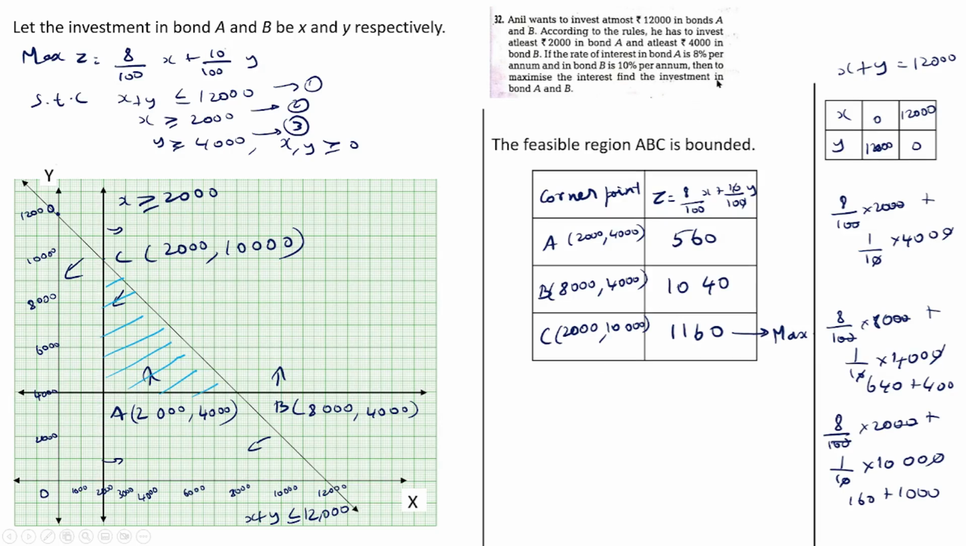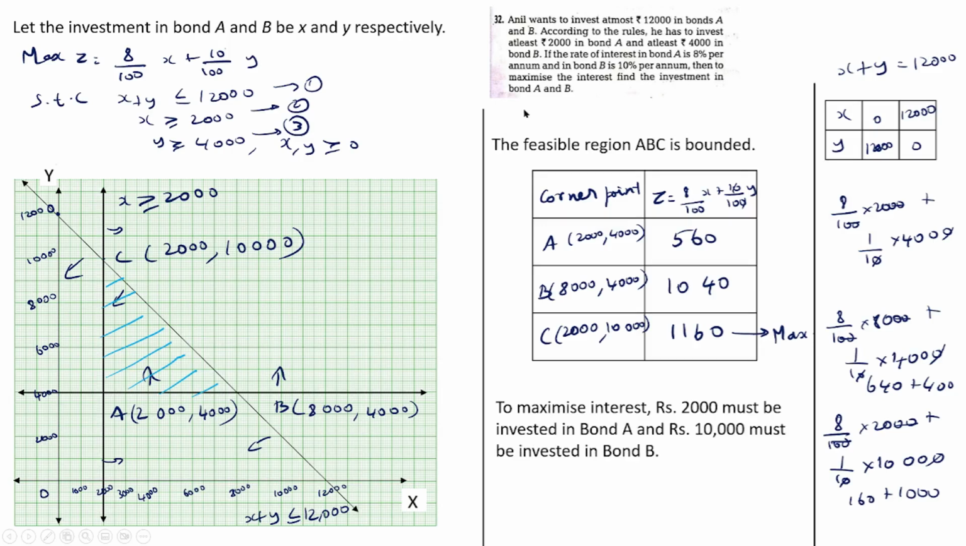As a result, to maximize interest, we have to find the investment in bond A and B. So to maximize interest, rupees 2000 must be invested in bond A and rupees 10,000 must be invested in bond B. So this is the result.